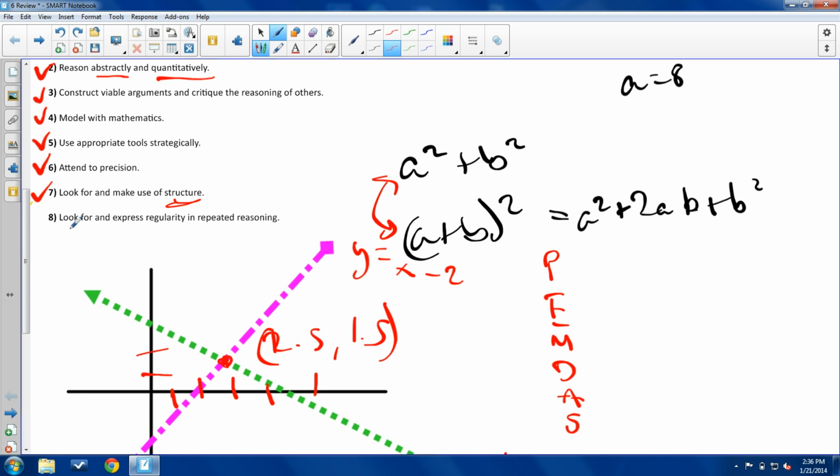Finally, look for and express regularity in repeated reasoning. By that, I mean when you get into CPCTC, then you're really just trying to get, how do I say it? If you do congruent triangles enough and you figure out on your own what CPCTC was based on what you did, well, then CPCTC is what it is. You found out that this side was congruent in the end, despite the fact that you didn't know those sides were congruent in those two triangles, all that stuff, right?